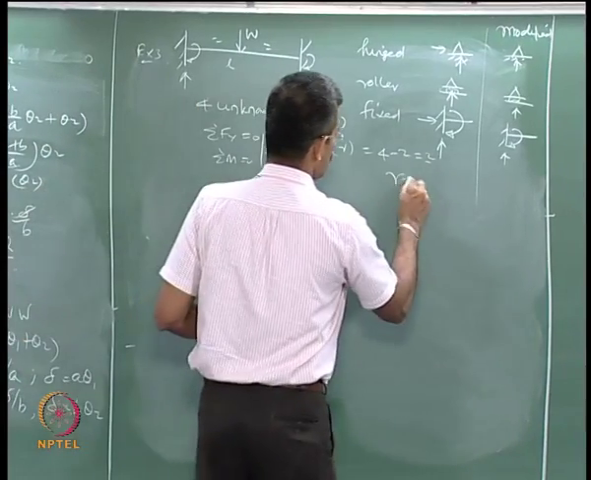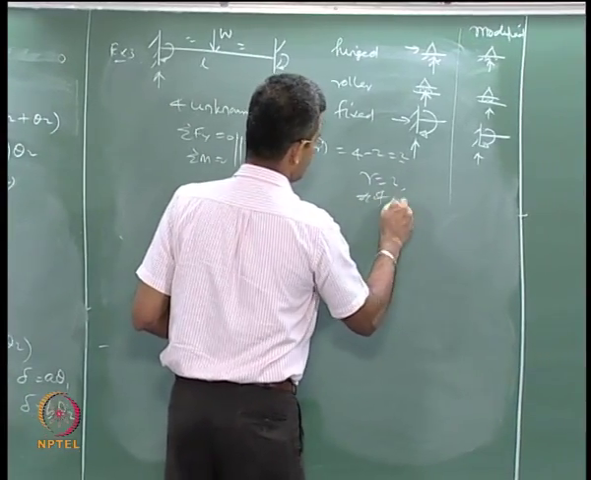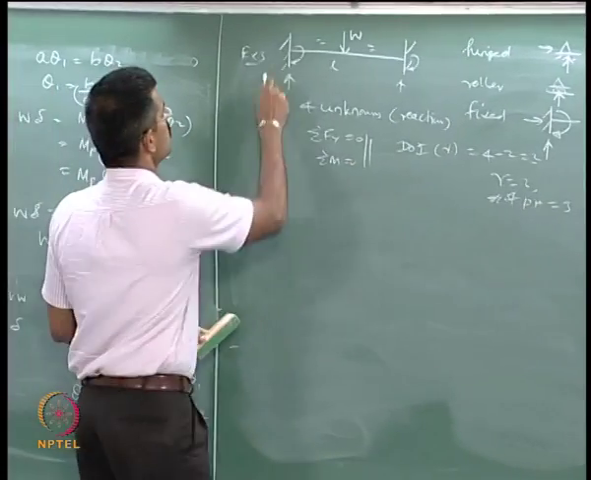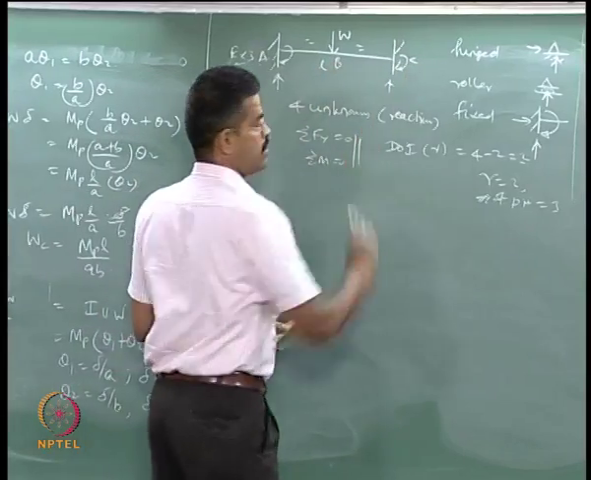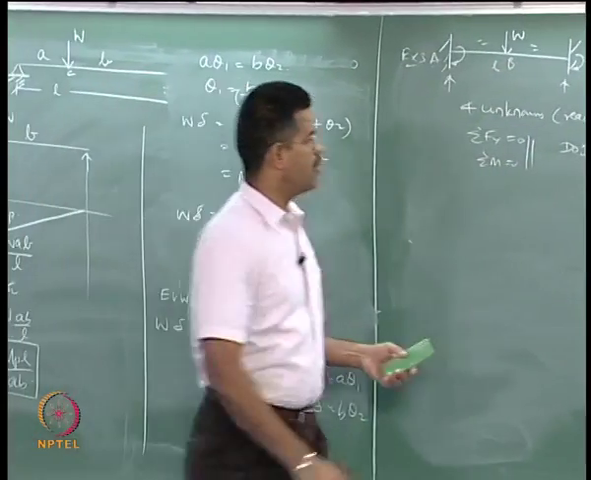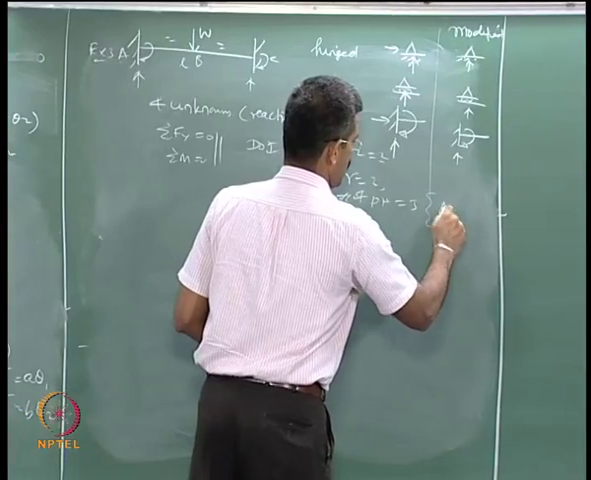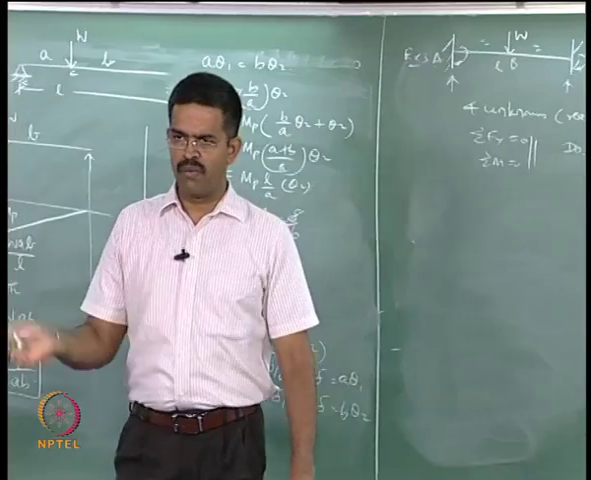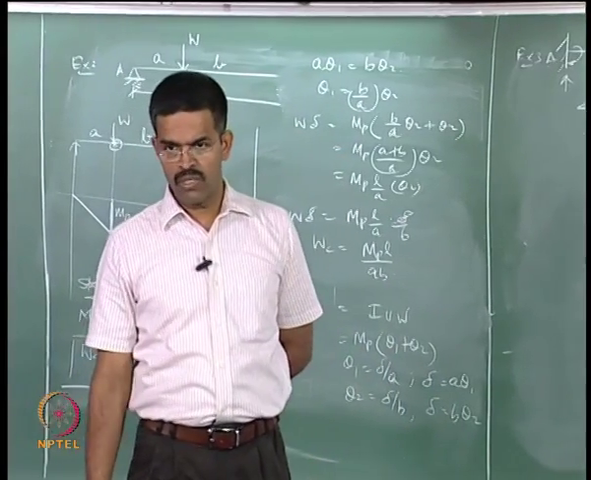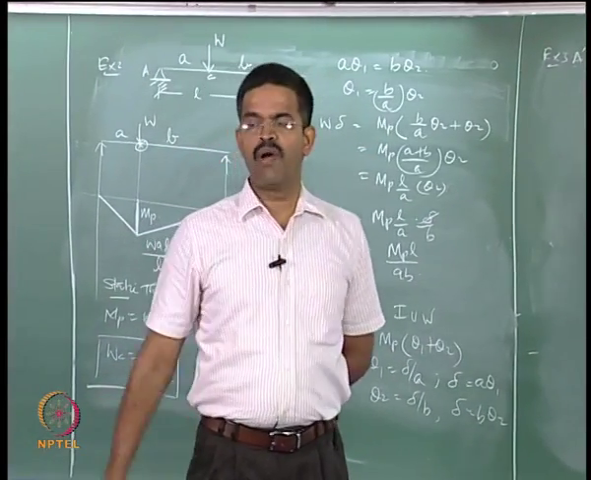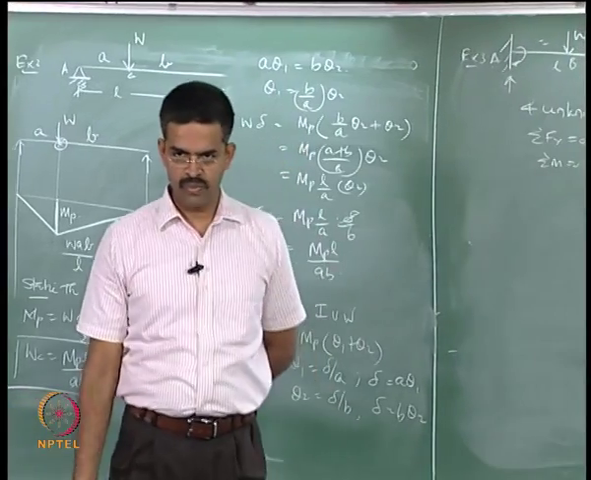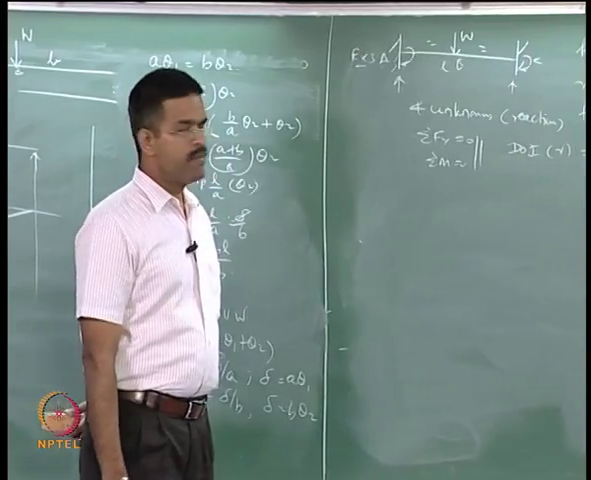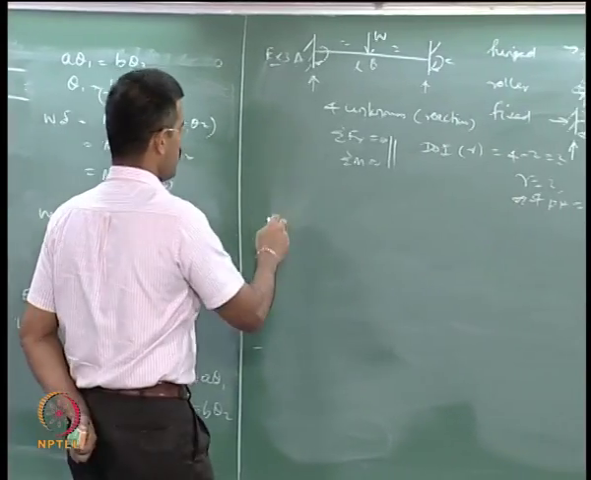So, R is 2, therefore, the number of plastic hinges required will be 3 to make it as a mechanism. Where can they form? What are the possible locations where these can be formed? They can form in all the 3 points A, B and C. A and B because they are fixed supports, C because it is a point of concentrated load. To make it as a mechanism, let us solve this problem first using the static theorem.